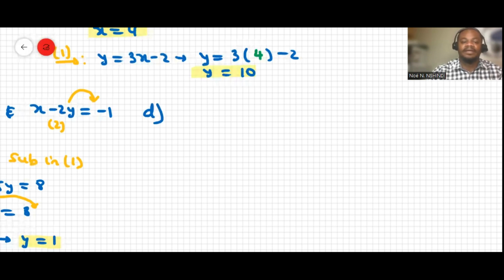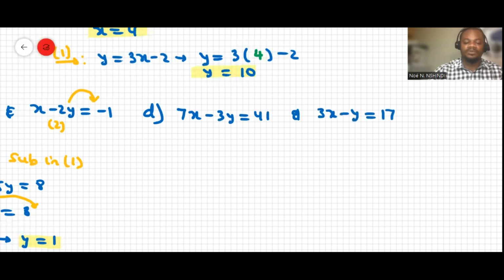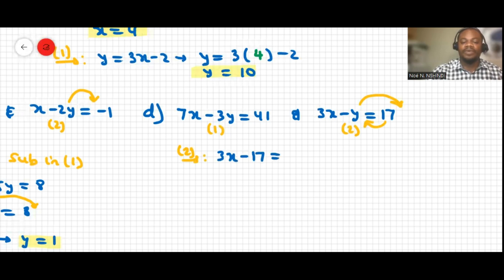D is given by 7x minus 3y equal 41, and 3x minus y equals 17. So if I call this one equation 1, that equation 2, I still prefer to use simultaneous equations here because I can move y over and then 17 also over. And then equation 2 will become y equal to 3x minus 17.